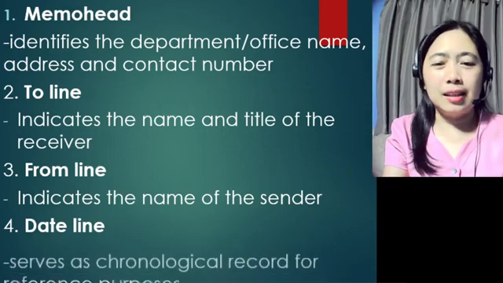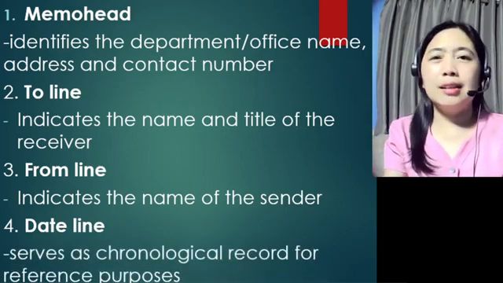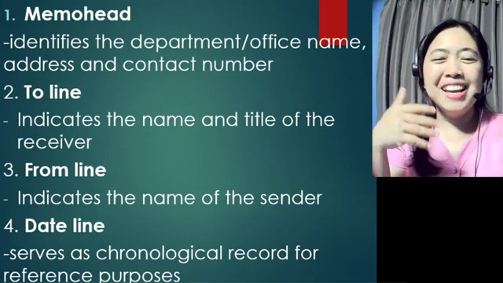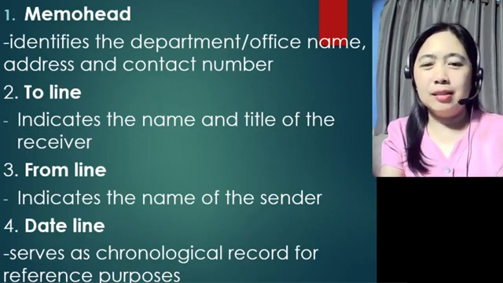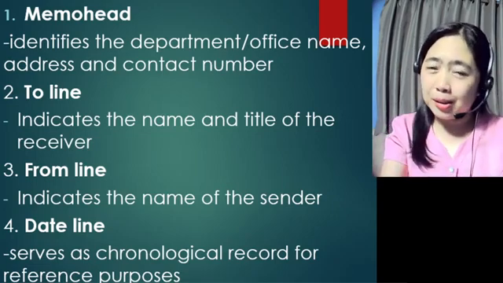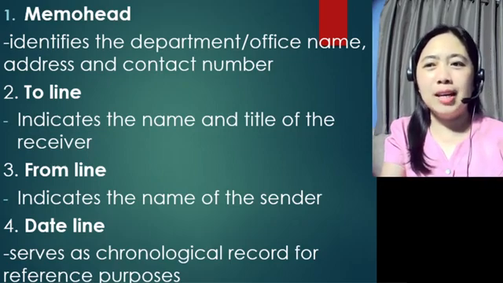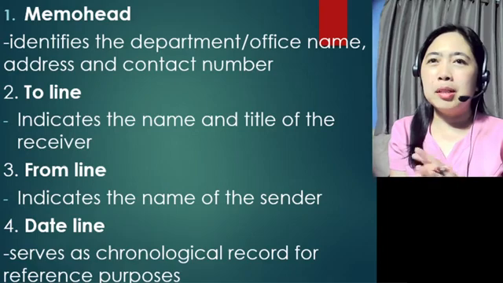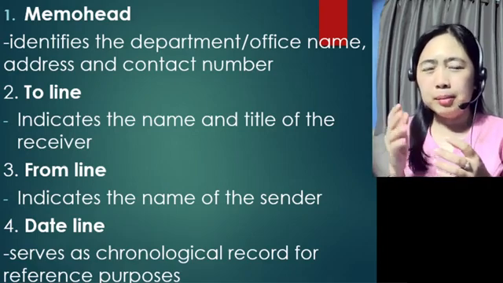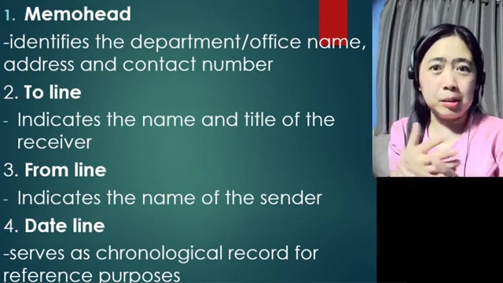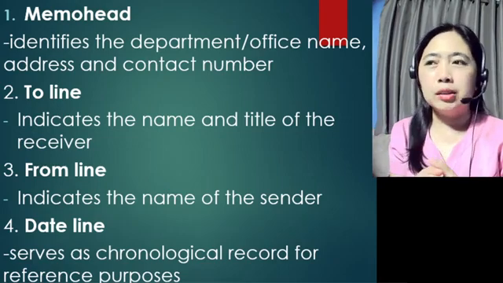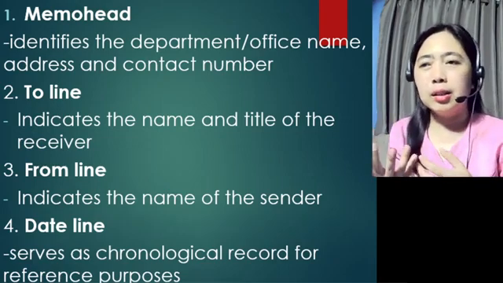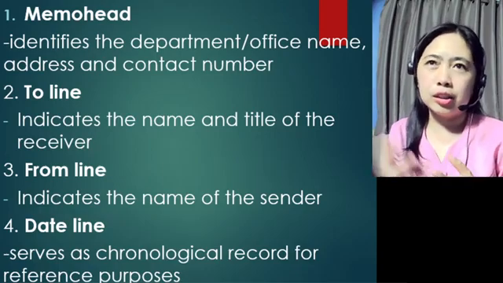Date line, that's the line for the date when the memo was created or posted. It serves as a chronological record for reference purposes. It was discussed last time that each memo may have a discrepancy. Of course, it probably affects the previous memo that was posted, so you can have that as extra or additional information. So that's for the date line.